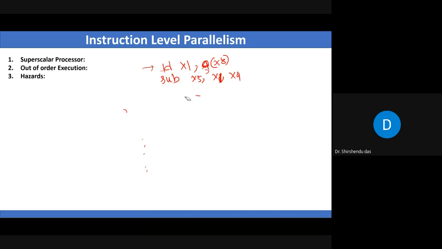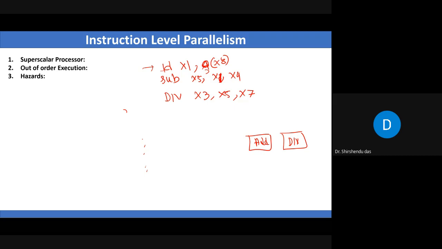Let me go for one more example. If I write division here and I write x3, x5, x7, there is no data dependency, right? Division is an independent operation. You can assume that there is an add functional unit, and there is a separate functional unit for division in your processor.